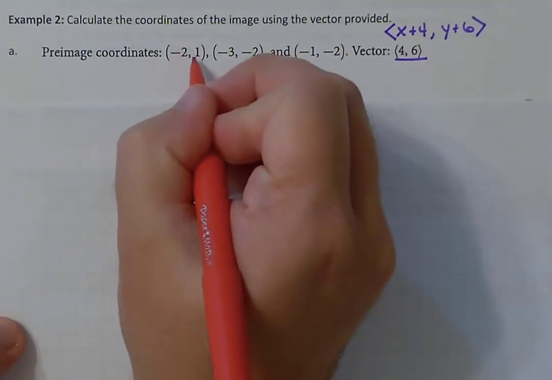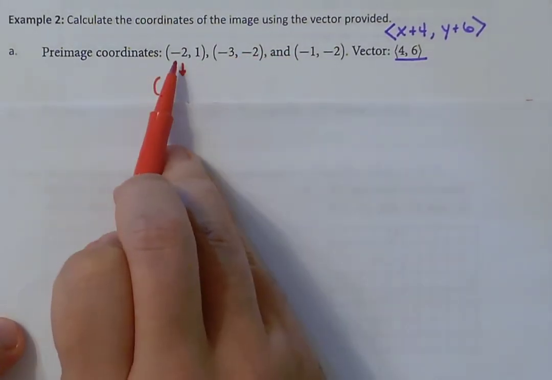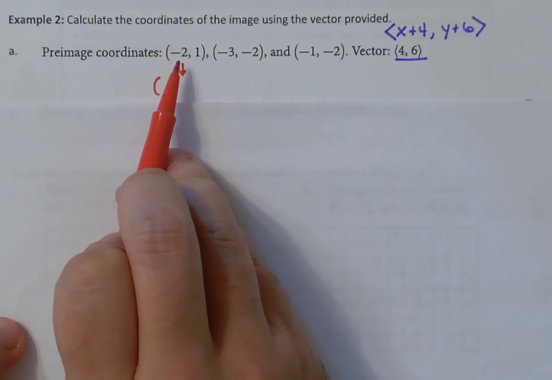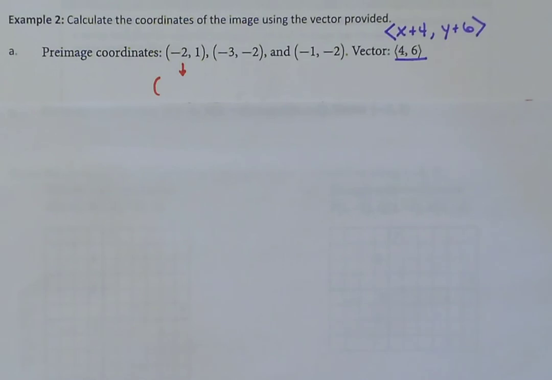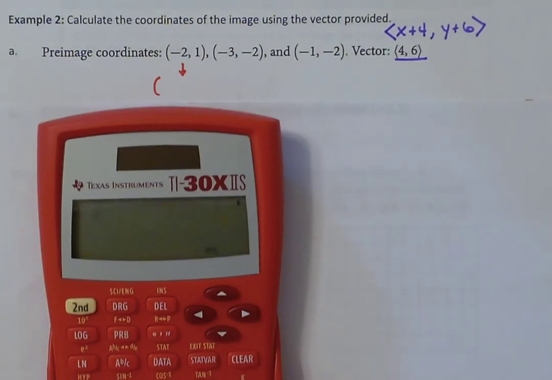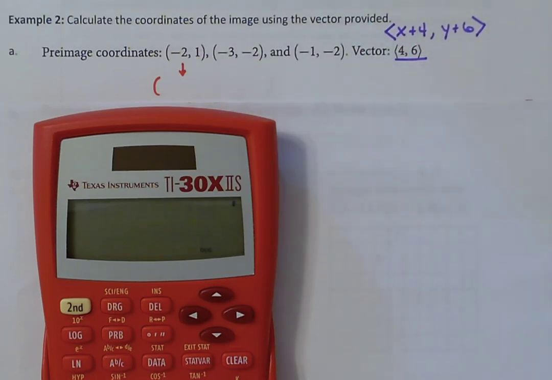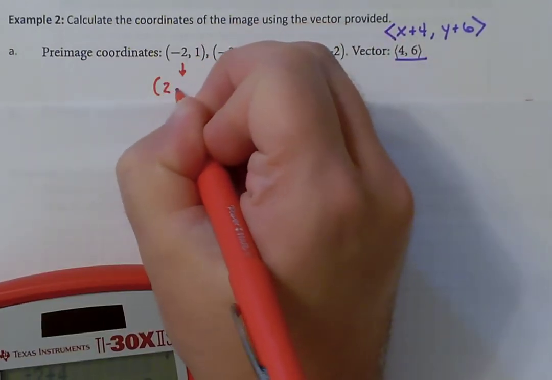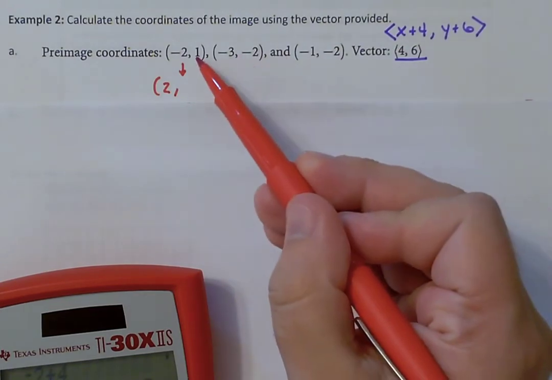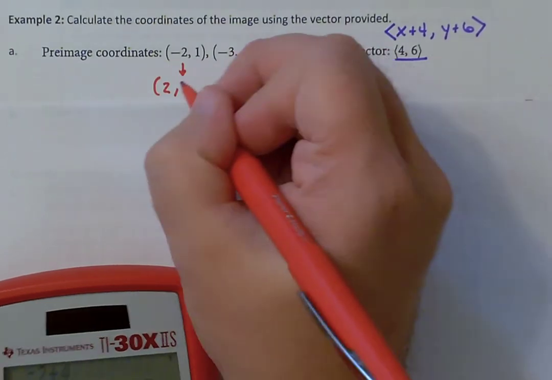If we transform this first point, -2, comma 1, and apply the transformation to each of the points: if we start with -2, then -2 plus 4 ends up with 2. So the x value of our first point is 2. And then for the y value, I have 1, and it's plus 6. 1 plus 6 is going to be 7.